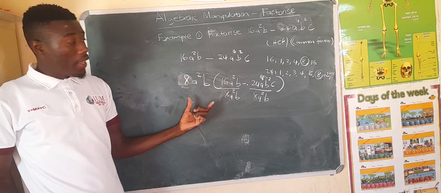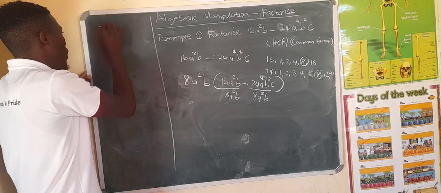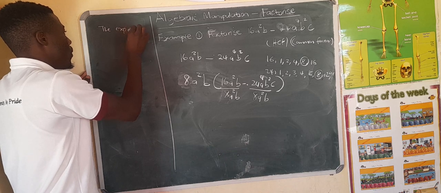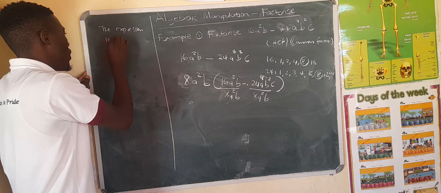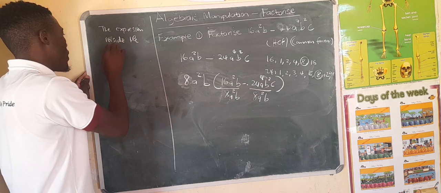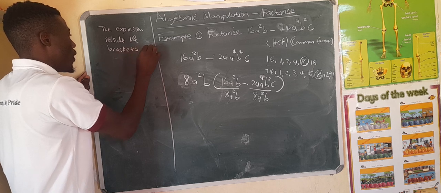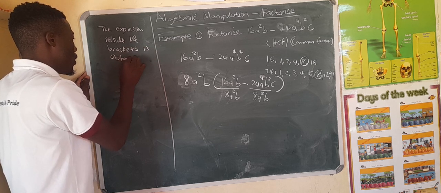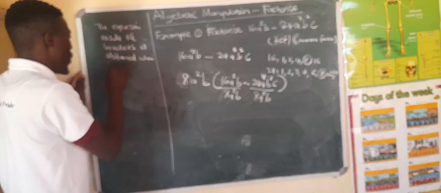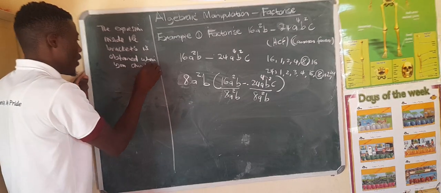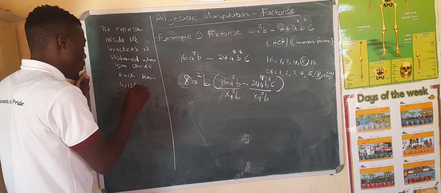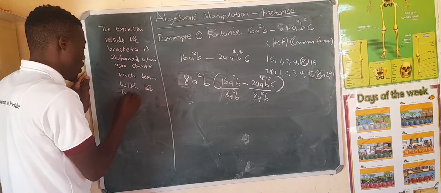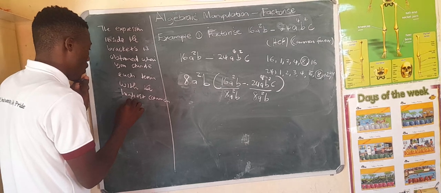Did you get me? The expression inside the brackets is obtained when you divide each term with the highest common factor.